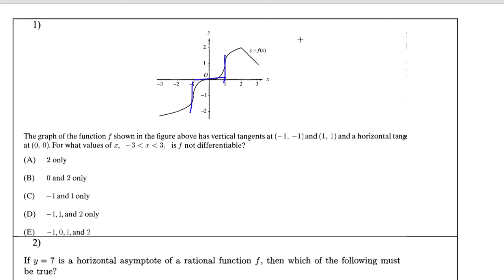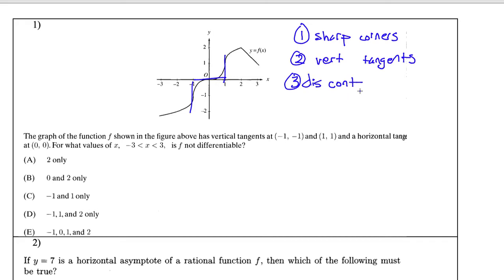Name me 3 things that are not differentiable. Well, sharp corners. There it is. Vertical tangents. And discontinuity. There they are. Vertical tangents and discontinuities. What are the 4 types of discontinuities? Holes, gaps, endpoints, and VAs.